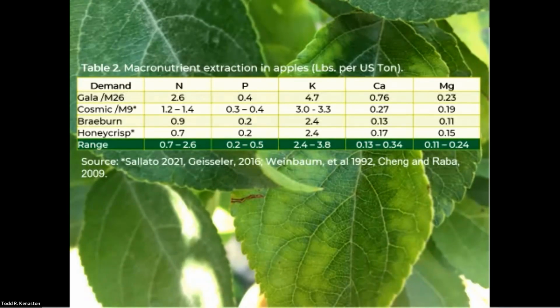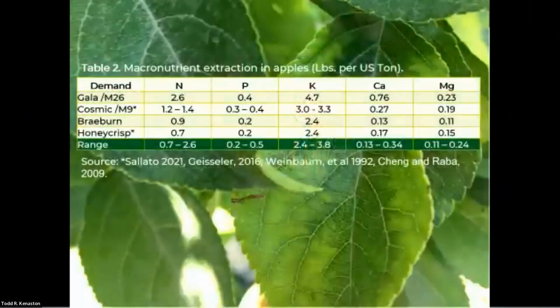In general, Honeycrisp doesn't like to have high levels of nitrogen. So these are the standards we should be following: the demand for Honeycrisp is lower than for a less susceptible variety.